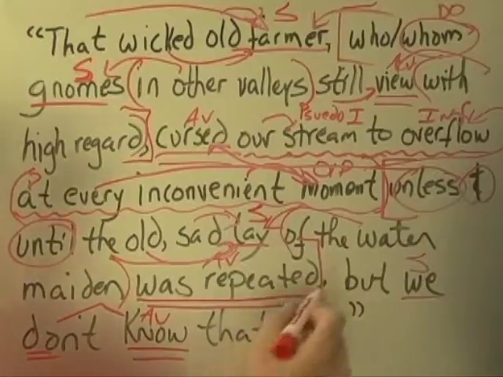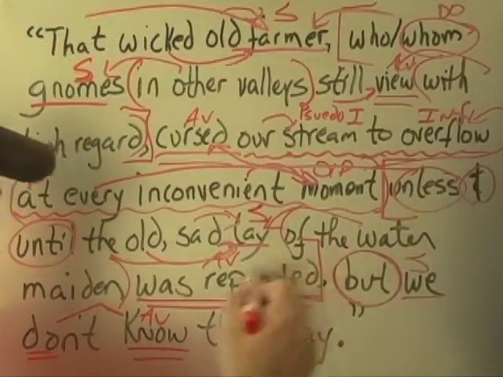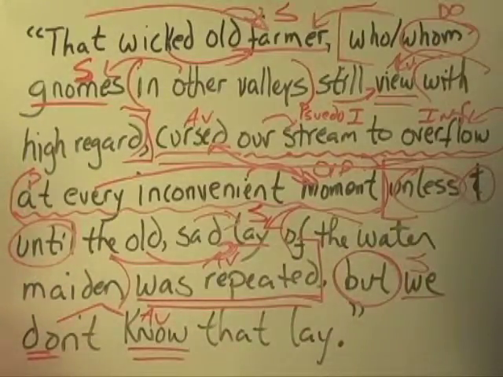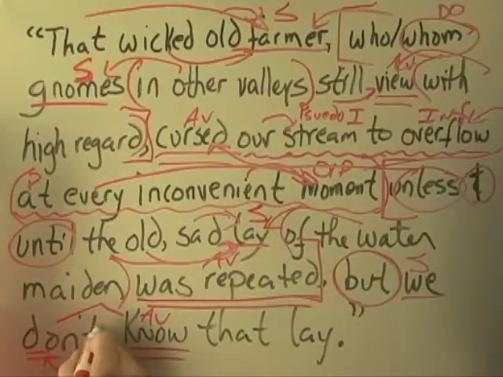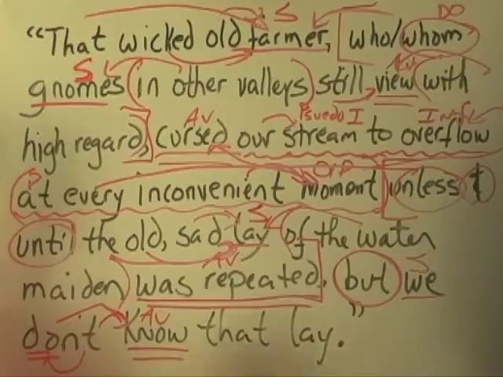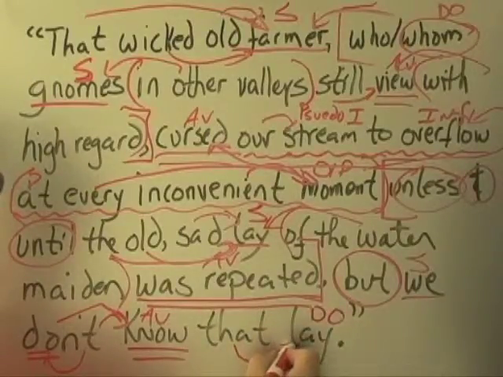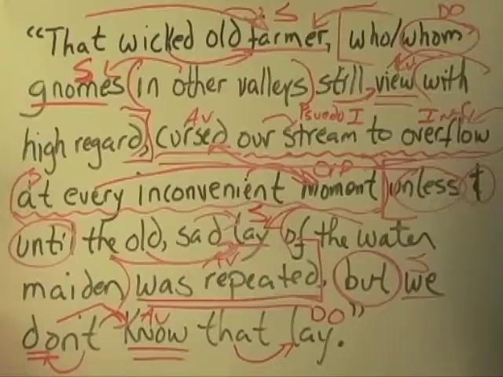But, coordinating conjunction, we do not know that lay. Not is a negative trigger, it's an adverbial trigger, just flipping on and off the verb do know. Lay, here's the direct object of to know, demonstrative adjective there, do know, that lay.